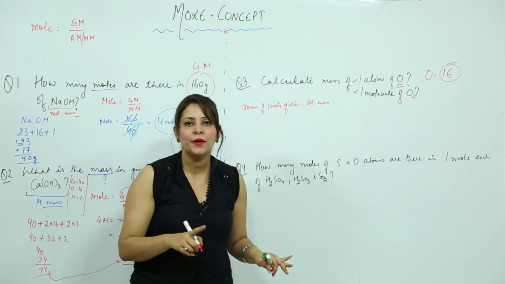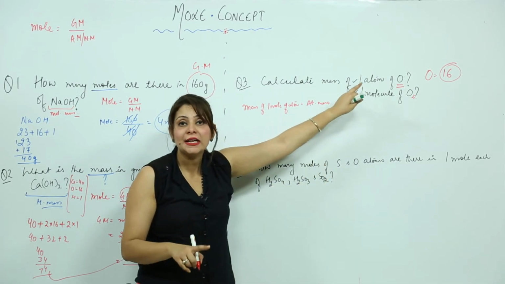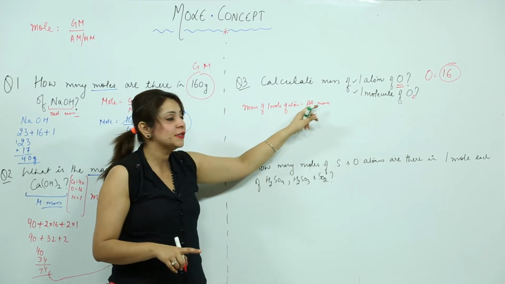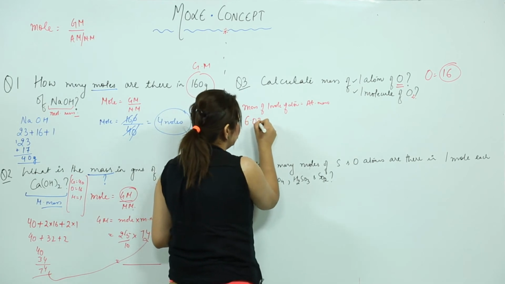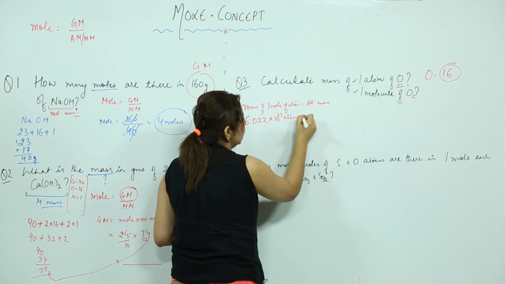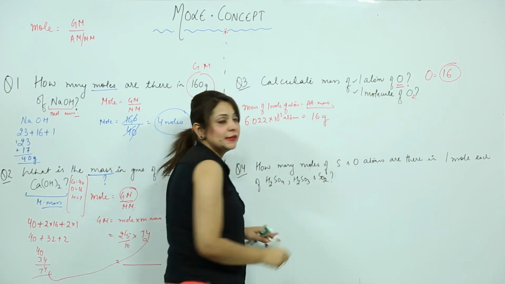You know that the mass of 1 mole is equal to the atomic mass, because here I have to find the mass for one atom. That is why I am taking the atomic mass. So that means the mass of 1 mole of atoms is equal to the atomic mass. So how many atoms? 6.022 into 10 raised to power 23 atoms weigh. What is the atomic mass for oxygen? 16. So it weighs 16 grams.